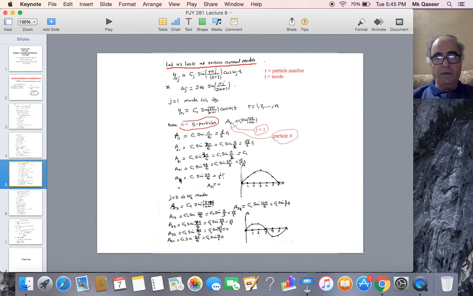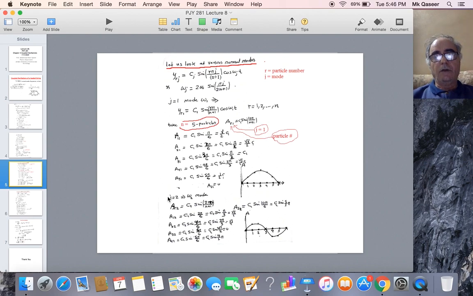And A41 is given by this. Similarly for A51. A61 is the right end, which is 0, and A01, which is the left end, is 0. This is the boundary condition. The ends are fixed, they don't move. Now this is the shape, or how A varies with T at mode number 1, omega 1.